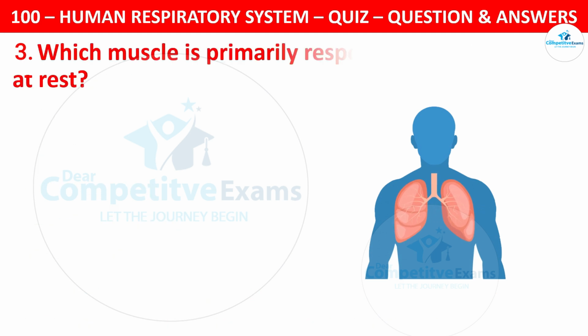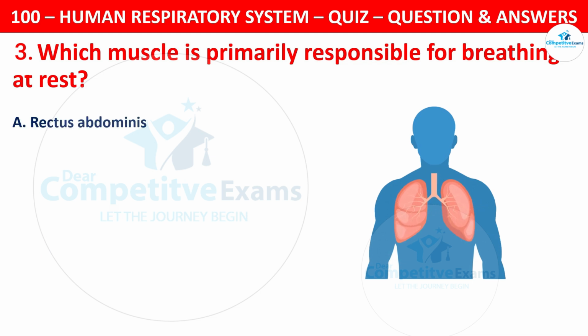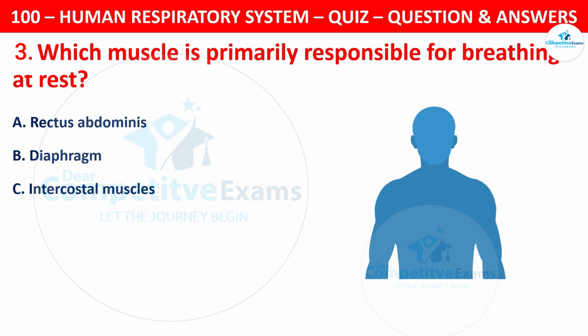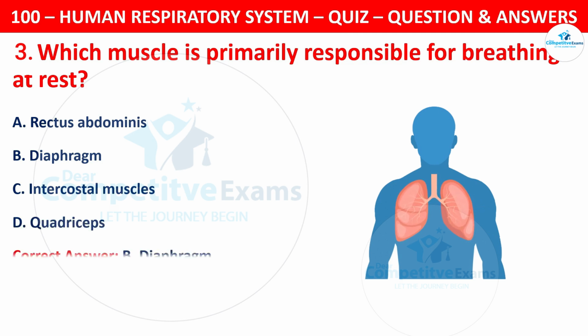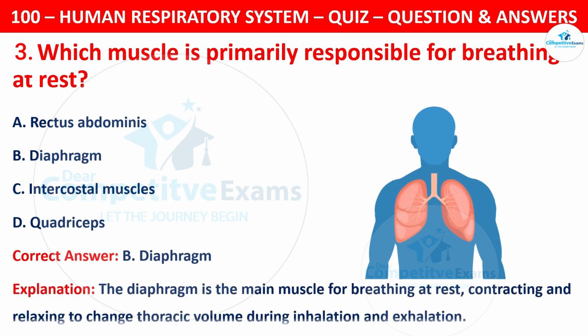Question number 3. Which muscle is primarily responsible for breathing at rest? Your options are rectus abdominis, diaphragm, intercostal muscles, or quadriceps. The correct answer is B, that is diaphragm. Diaphragm is the main muscle for breathing at rest, contracting and relaxing to change during inhalation and exhalation.